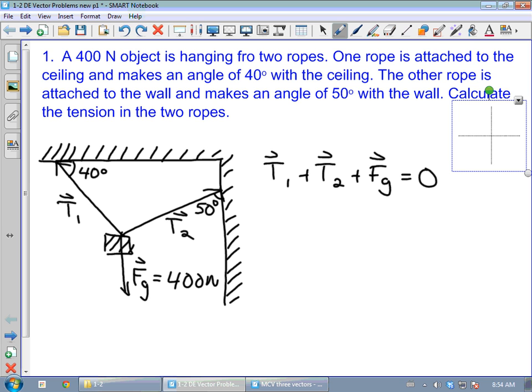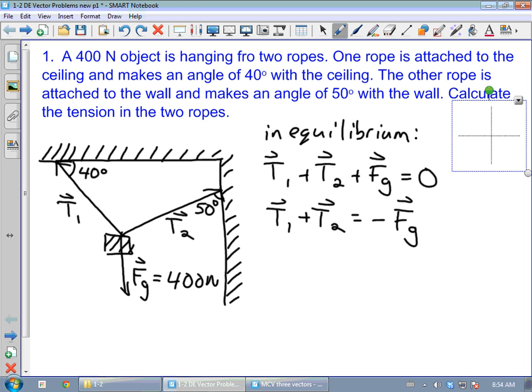And we should make a little note here because this is in equilibrium. And you know it's in equilibrium because nothing is moving anywhere. Now to simplify this a little bit, what we can say is that I can bring this gravitational force to the other side of the equation. Then I get T1 plus T2 equals negative Fg.